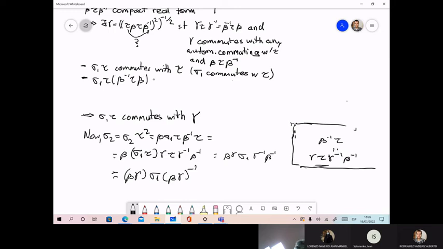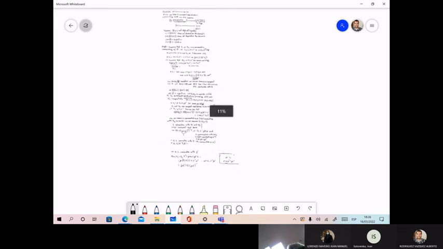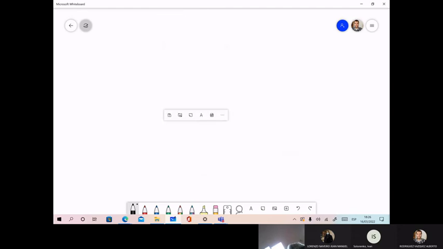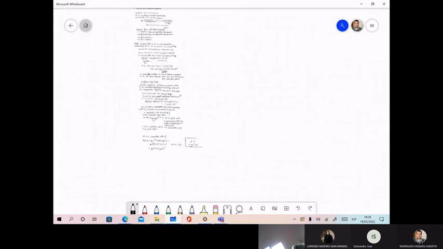tau beta. What is this? This is oops. Should be something like this, right? Okay. I think I lost my trail here.